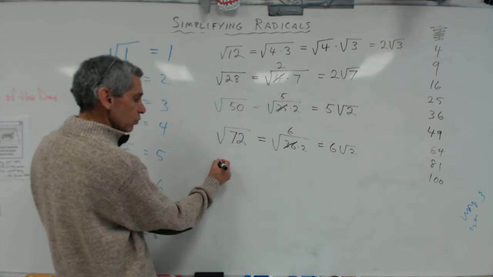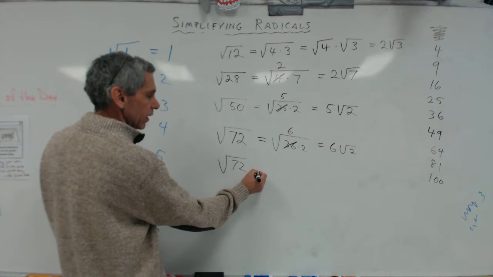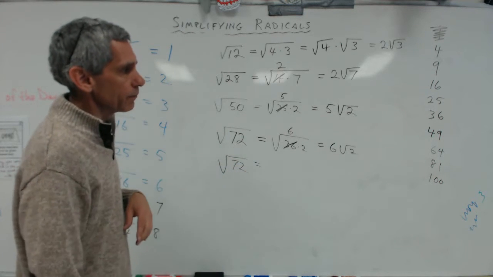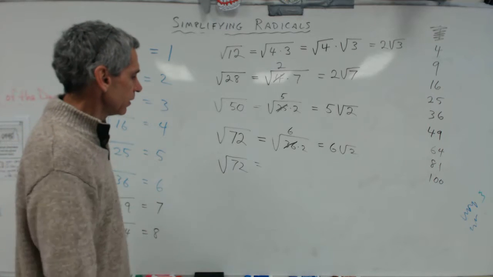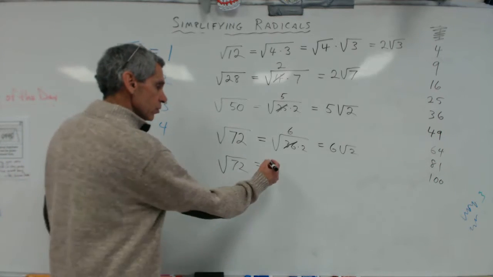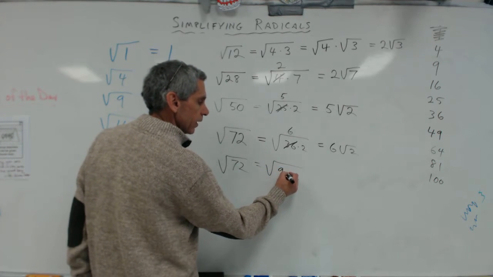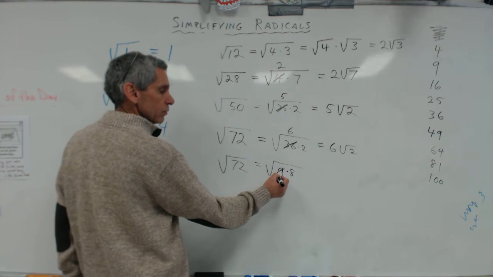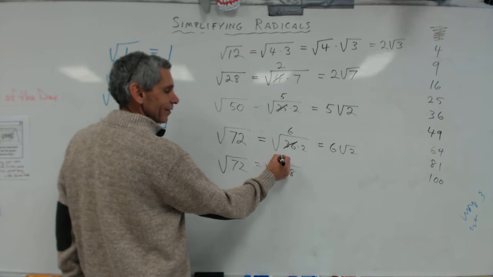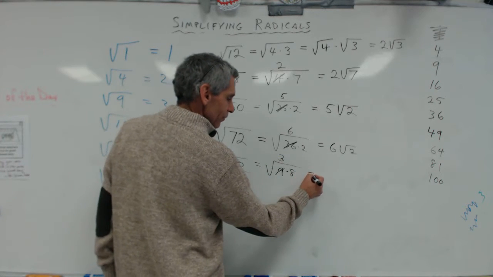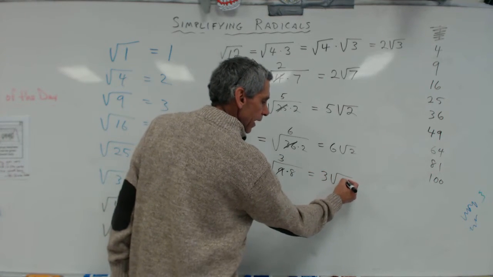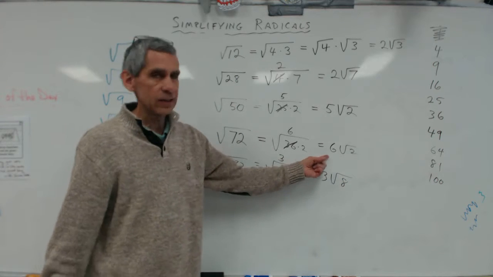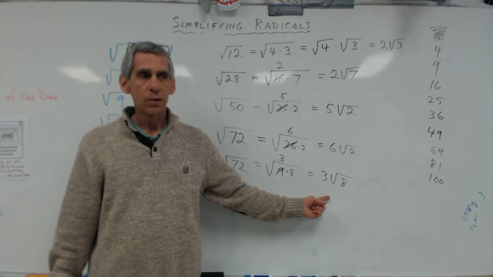Now, if you did not realize that and you said, oh, wait a minute, 9 times 8 is 72. So let's say you said 9 times 8. The square root of 9 is 3. So you got 3 times the square root of 8, right? Oh, wait, that's not 6 times the square root of 2.